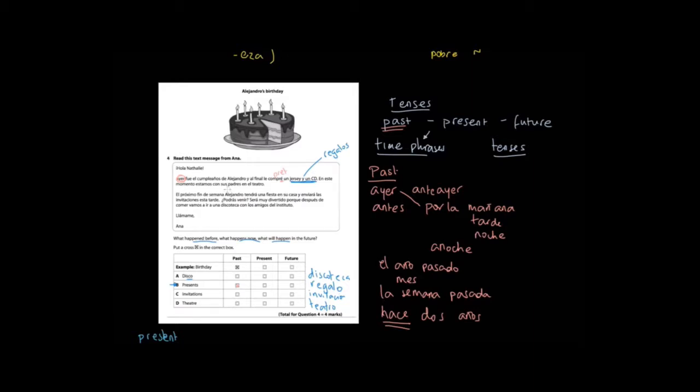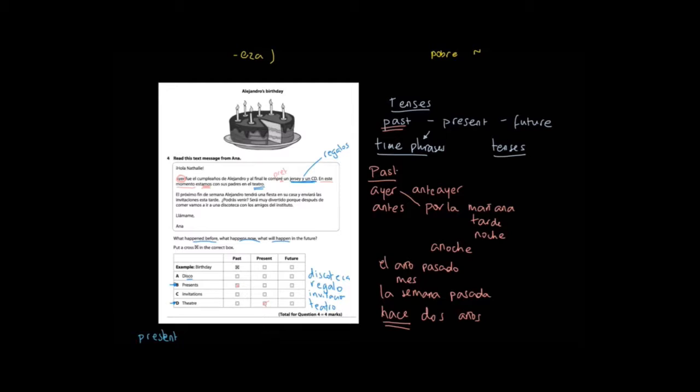Estamos con sus padres en el teatro. Okay, hold on. I found here teatro. So this is going to answer this question. And what does it say before teatro? Okay, en este momento. En este momento, that's at this moment, at this time, right now. So this is present, confirmed by the fact that I've got estamos in the present tense. So theater, that would be present.